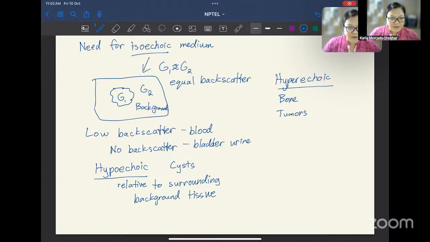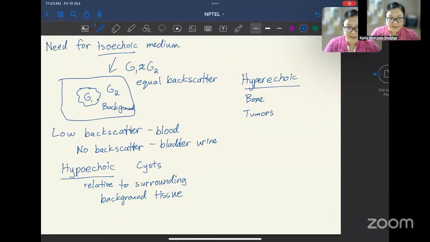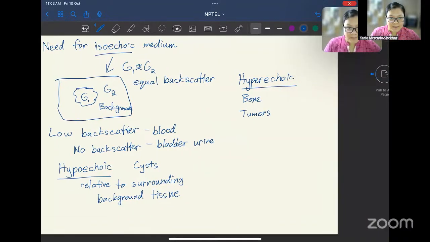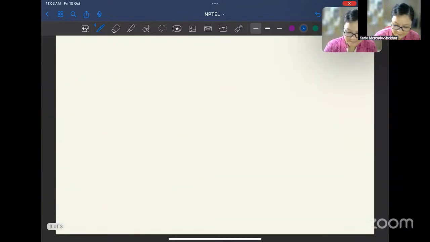So another question was explaining M-mode imaging. Okay. So what is M-mode imaging?